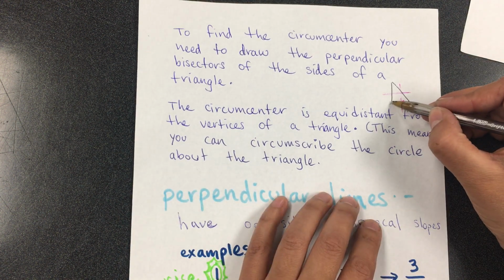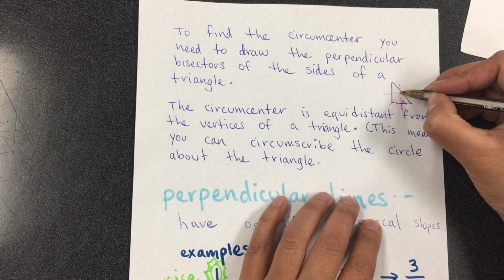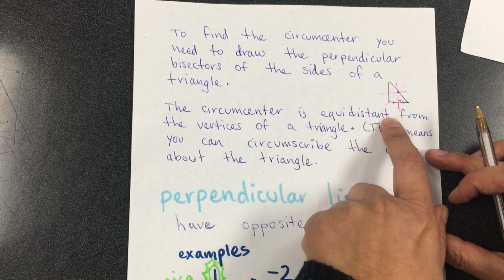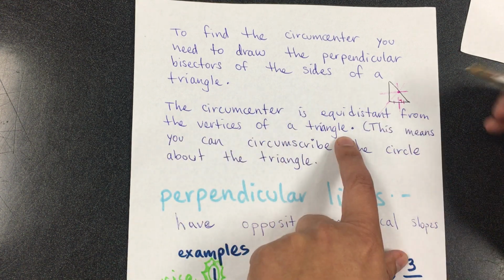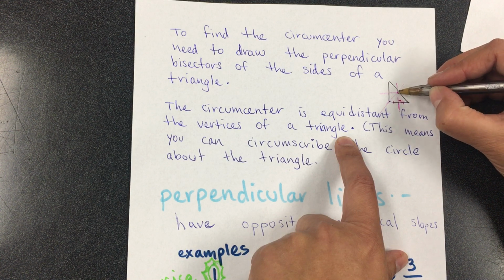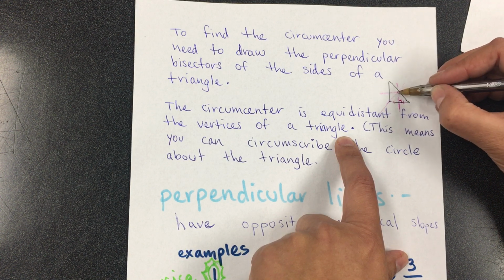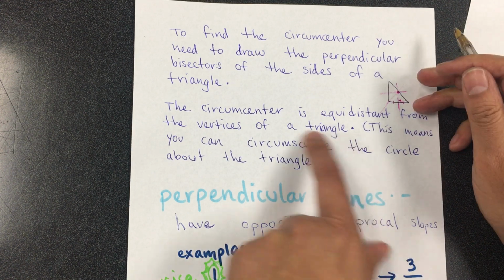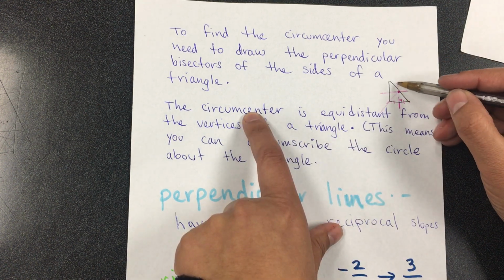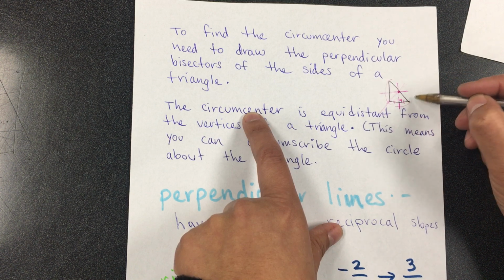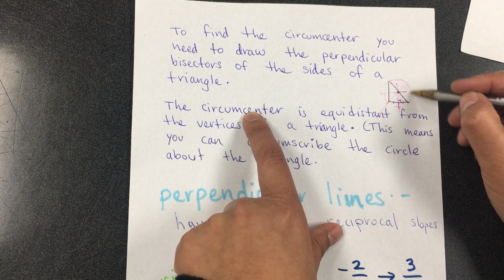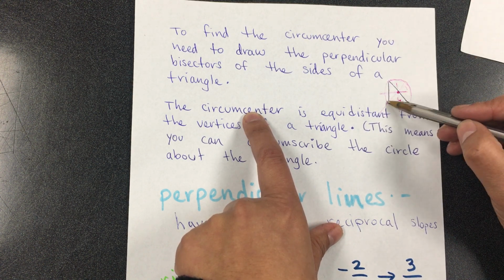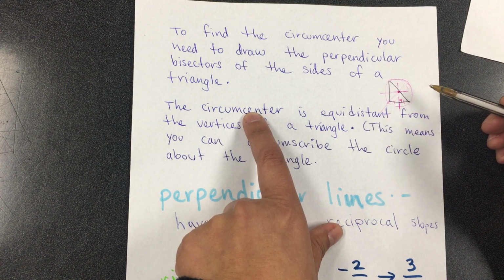This is what we're trying to find, which is called a circumcenter. That circumcenter is equidistant from the vertices of a triangle. That means that if I find that point, it's the same distance from here to here, from here to here, and from here to here. After I find that circumcenter, I can use my compass and draw a circle because, since it's the circumcenter, it's equidistant to all three vertices.